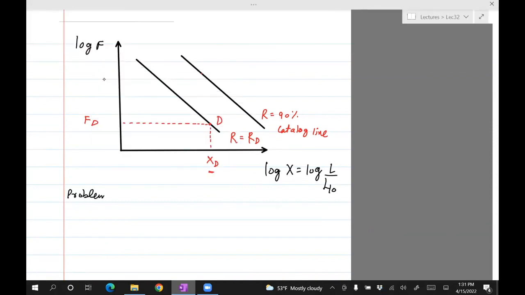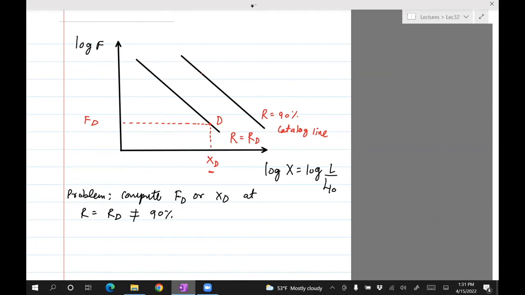The problem is to compute FD or XD at R equals RD not equal to 90%. Okay, so it could be 95, 99, whatever. However, we do have the catalog rating because we have the manuals for the bearings, and that line is the other black line at 90%.